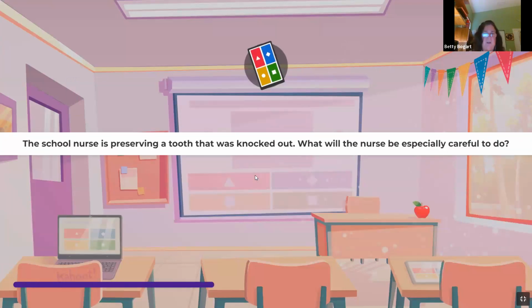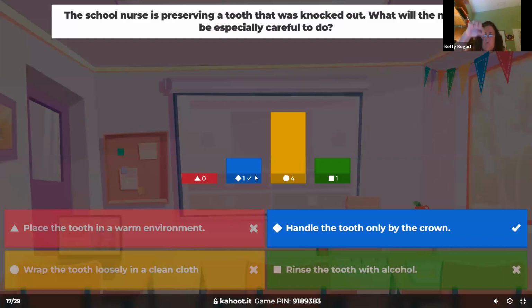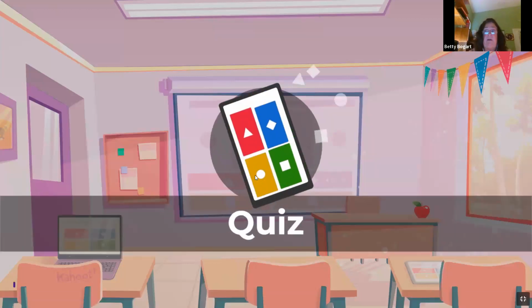The school nurse is preserving a tooth that was knocked out. What will the nurse be especially careful to do? So, kids are always falling down, teeth fall out, especially if it's a permanent tooth. How are you going to protect that? Because you can reinsert a tooth. So you're not going to touch the root that comes out, only the enamel part. And you put it in cold milk. Bring it to a pediatric dentist or a pediatric hospital. They can numb the area, especially for front teeth usually, and they can put it back in there and it will take, instead of getting a crown or a fake tooth inserted, right?